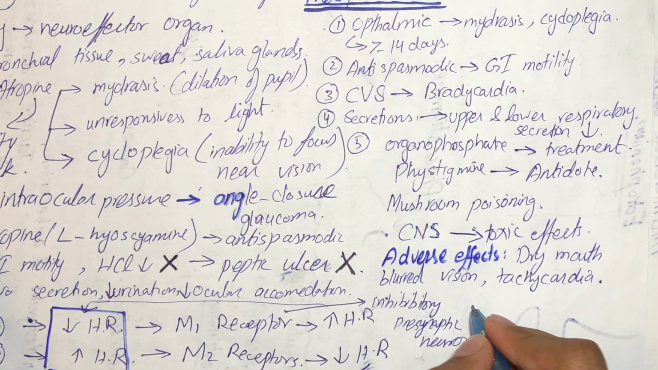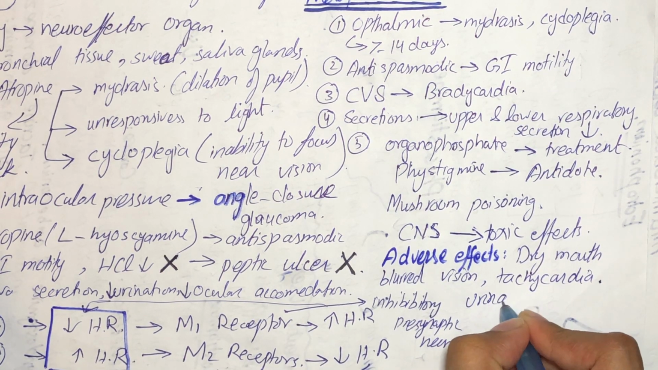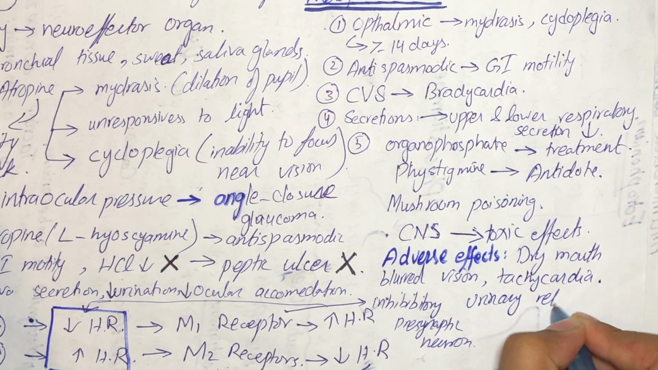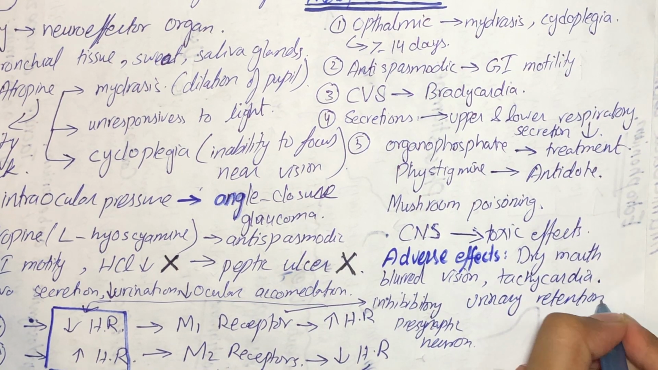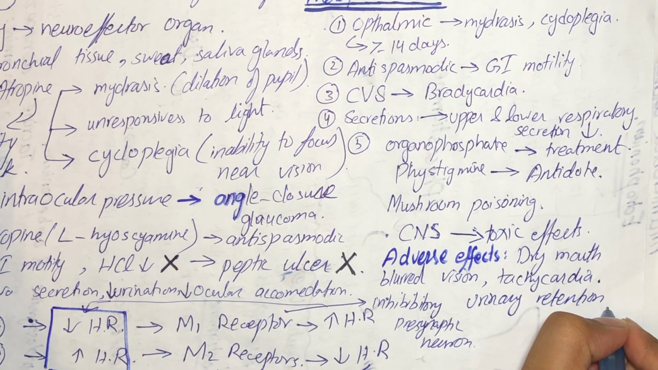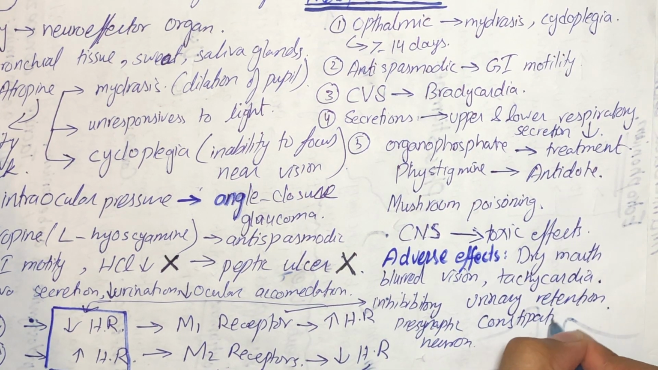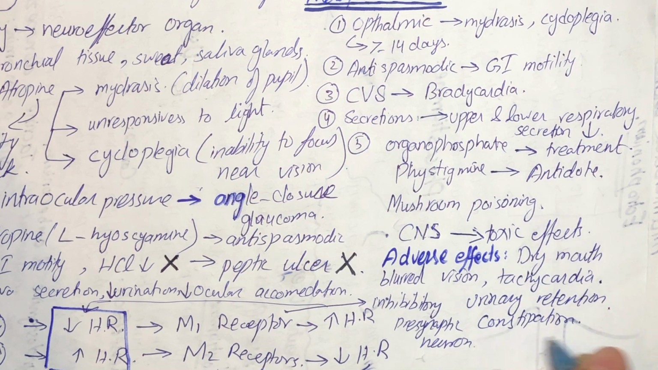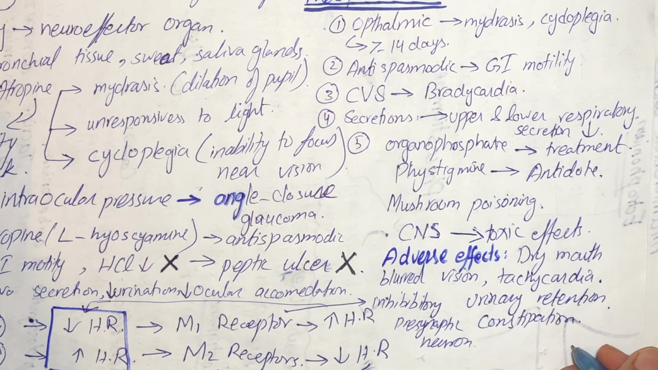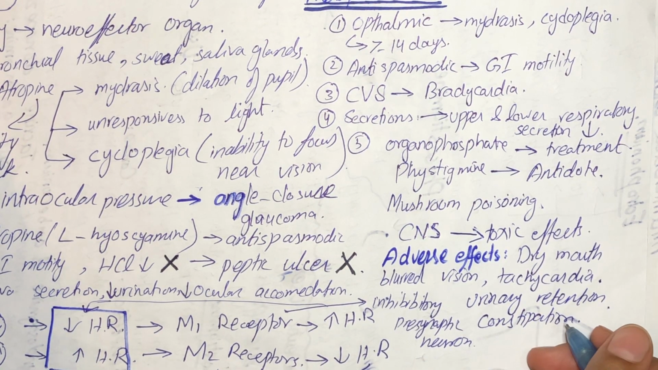It can also cause urinary retention. Not only this, it also causes constipation. Again, we have talked about this because it is decreasing the GI motility. So what will happen? There will be a resultant effect called constipation.